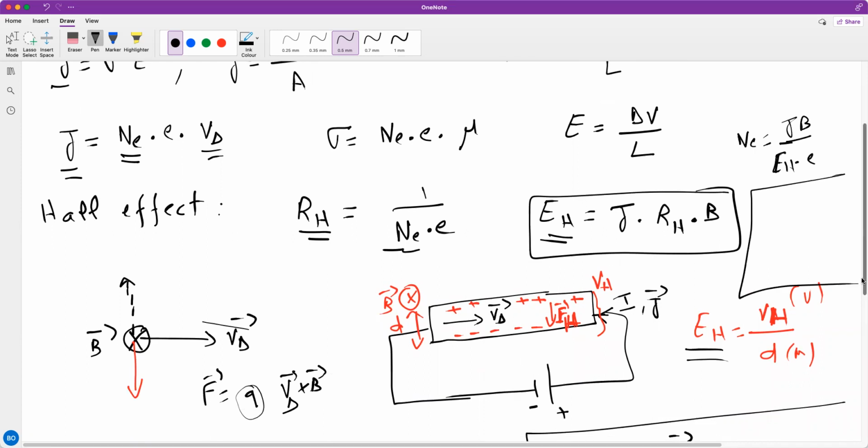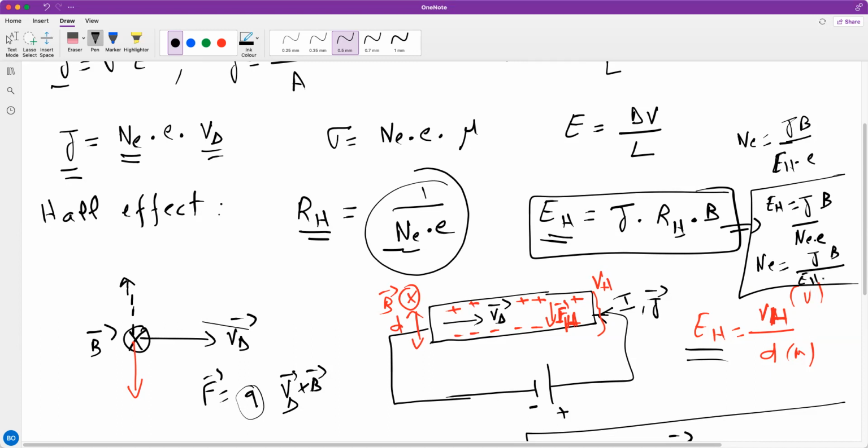Okay. So N E, let's start from this one. What is R H equal to? You know that R H is equal to J B over N E, right? Do you know this? R H is this, so I just replaced R H. So N E becomes J B over R H E.